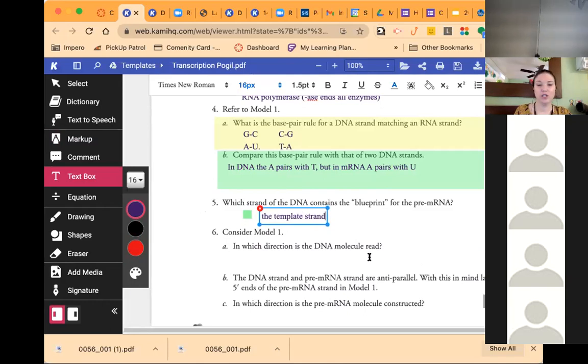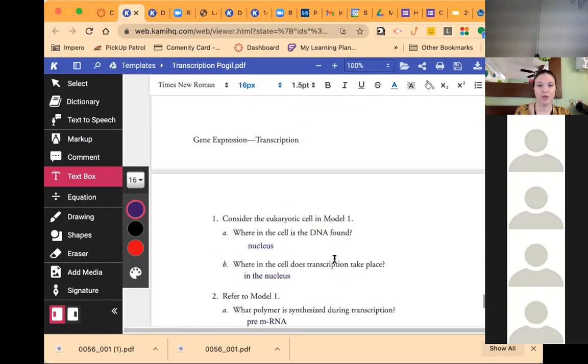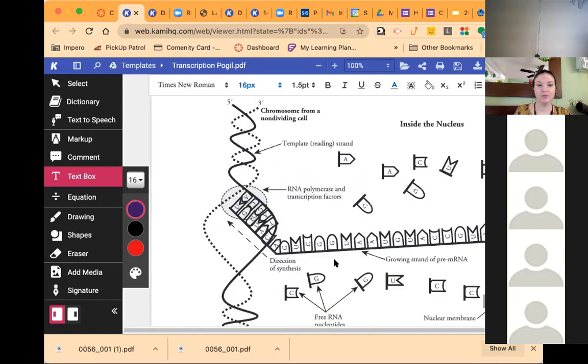In what direction is the DNA molecule read? Griffin. Did you get this one? I didn't really understand this one. I didn't know if it was talking about like. I don't really get it. That's good. I'm down with you not getting it.